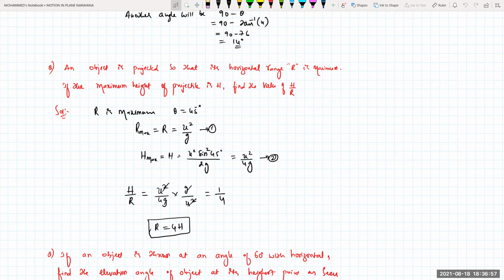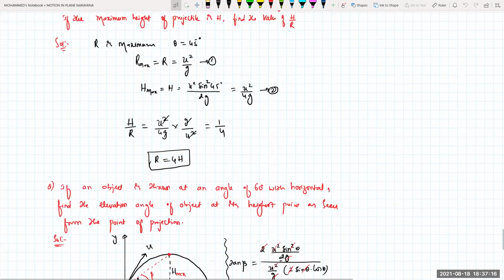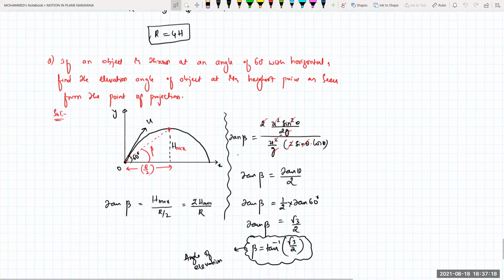Sin 45 is 1 by root 2. So it is 1 by root 2 whole square, that is 1 by 2. So that will become u square by 4g. So then H by R: H by R is u square by 4g into g by u square. U square will get cancelled, g and g get cancelled. So R will be equal to 4 times H. Okay. Now next one.